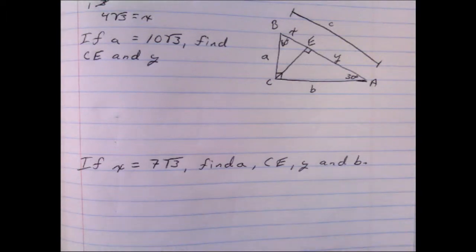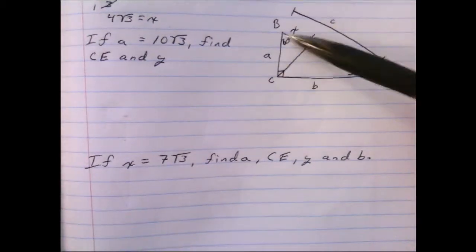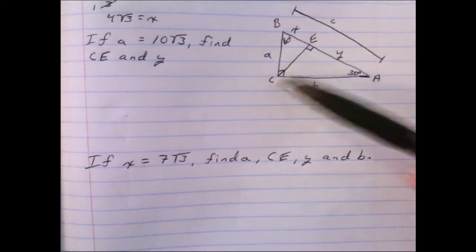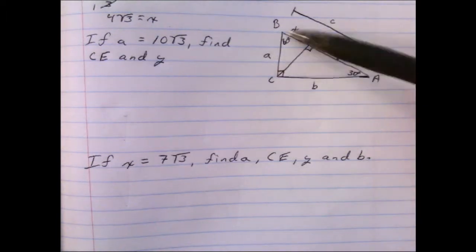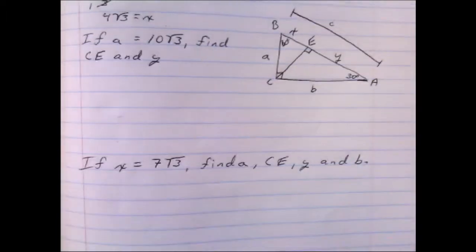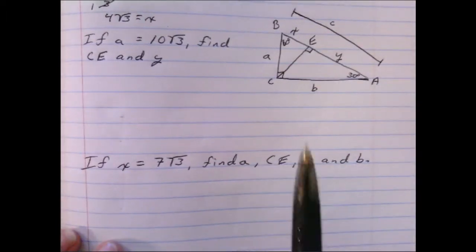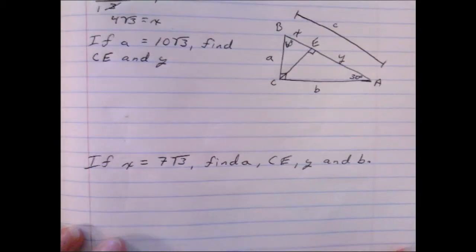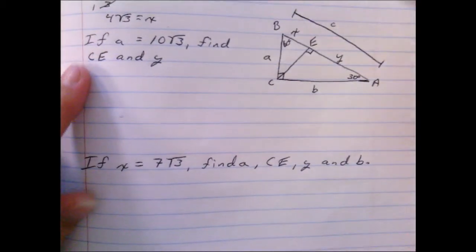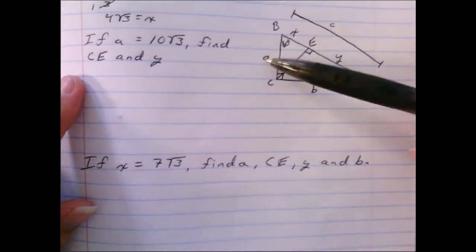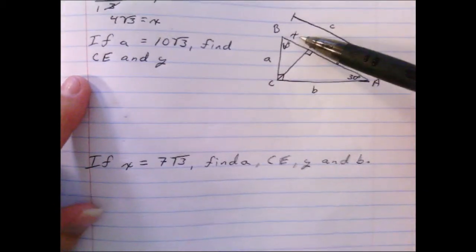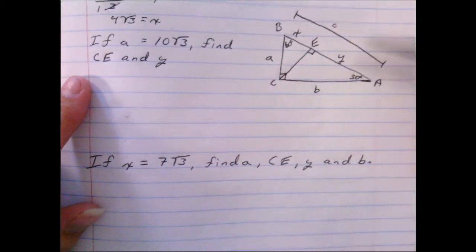So for this example, we're actually going to have a combination of different triangles going on here. There's a small triangle, there's a medium triangle, and then there's the big triangle. So we're going to be working with all of that in order to find our pieces. So for this one, we have 60 degrees, we have a, we have x over here, b, y, and then this entire side is c.